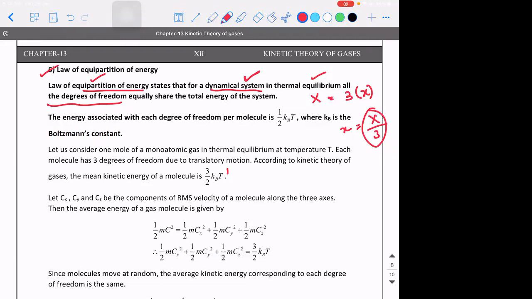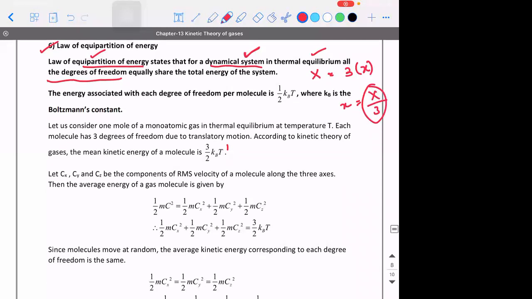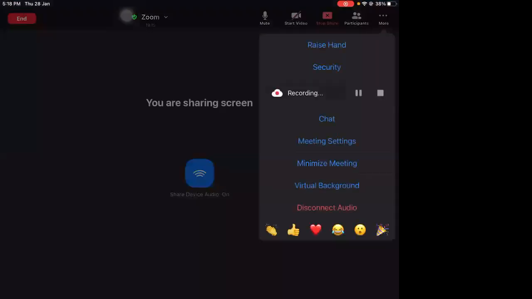So an important conclusion that can be drawn is that the energy associated with each degree of freedom per molecule is always half kb into T, where kb is the Boltzmann constant. Now you might have a confusion. Yesterday I told you the kinetic energy per molecule is 3 by 2 kb into T. Am I right?